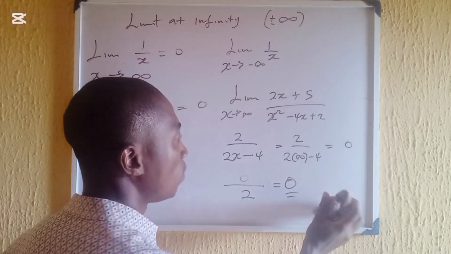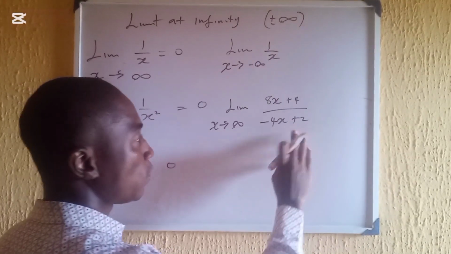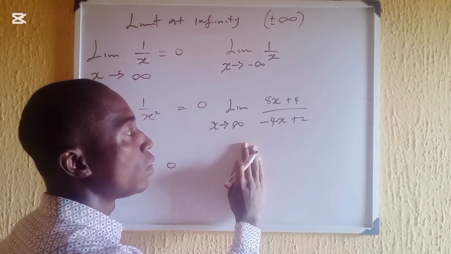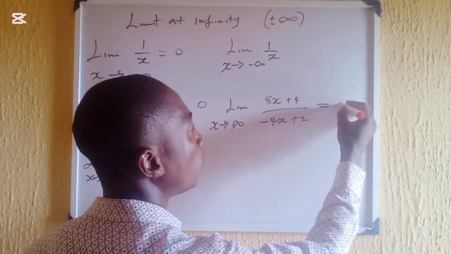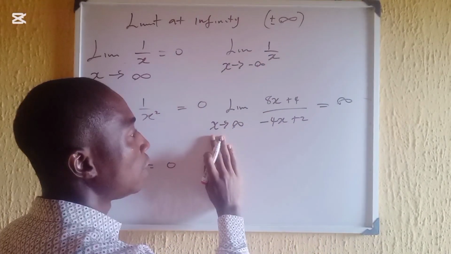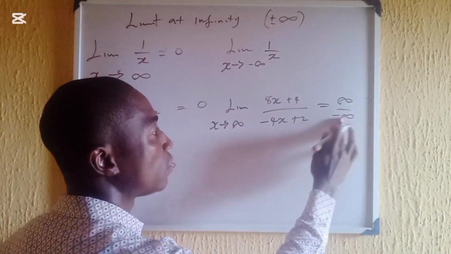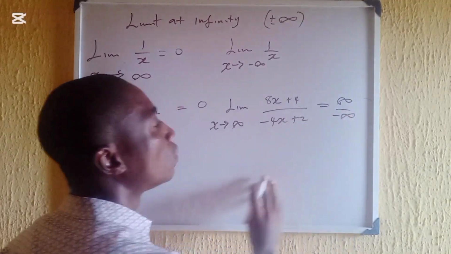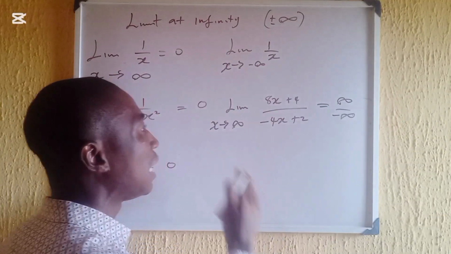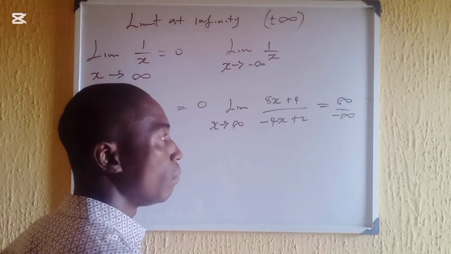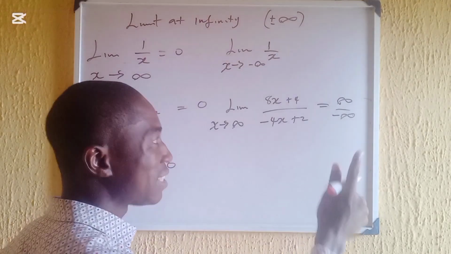Let's try another example. Now we have the limit of (8x + 4) over (minus 4x + 2) as x approaches infinity. Now what happens? As x approaches infinity, the numerator approaches infinity also. Then as x approaches infinity, the denominator approaches negative infinity. What does this mean? That the numerator increases without bound as x increases without bound, then the denominator decreases without bound as x increases without bound.